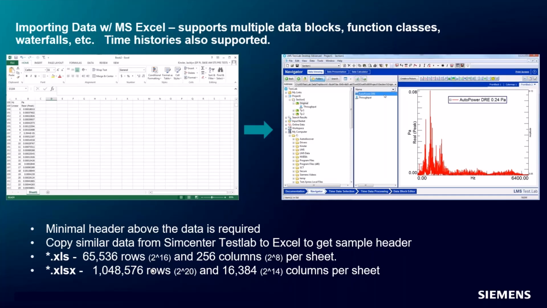We need a header above the data, and then you're limited to 65K or 1 million rows, depending on what format of the Excel file you're using. It supports multiple data blocks, supports multiple different function classes, it supports waterfalls, and time histories are supported as well.